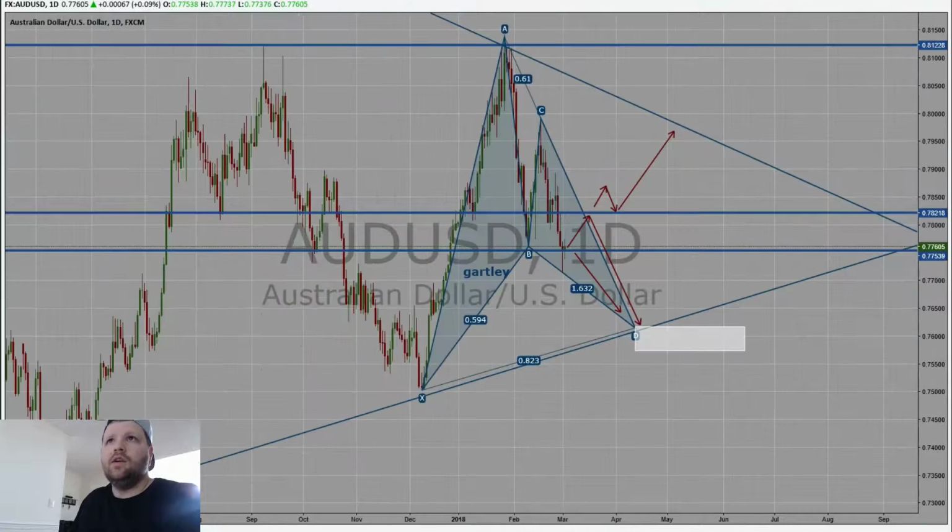That's it. Moving to the daily time frame, we do add a Gartley pattern to the daily time frame that completes around where the touch of this bottom trend line would happen.